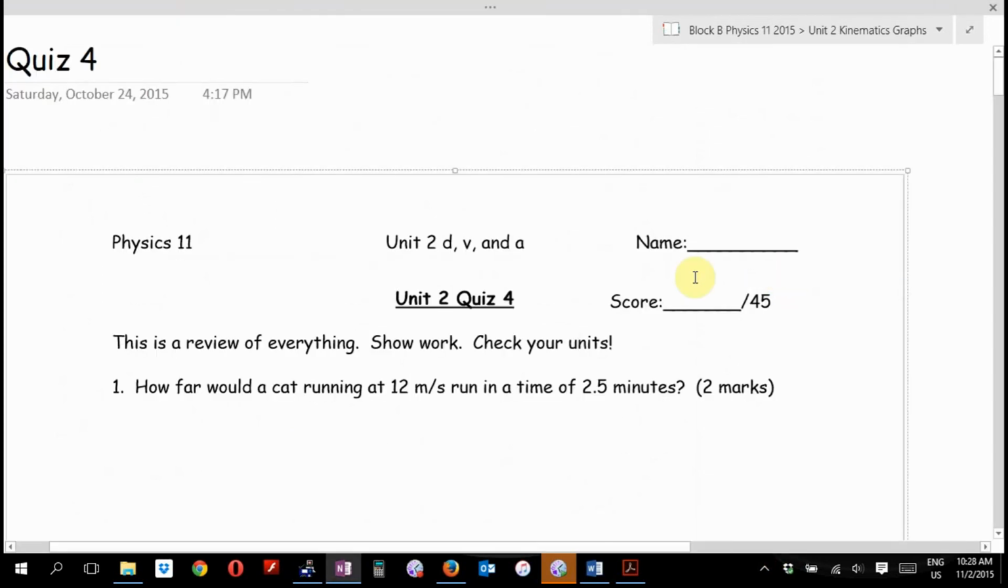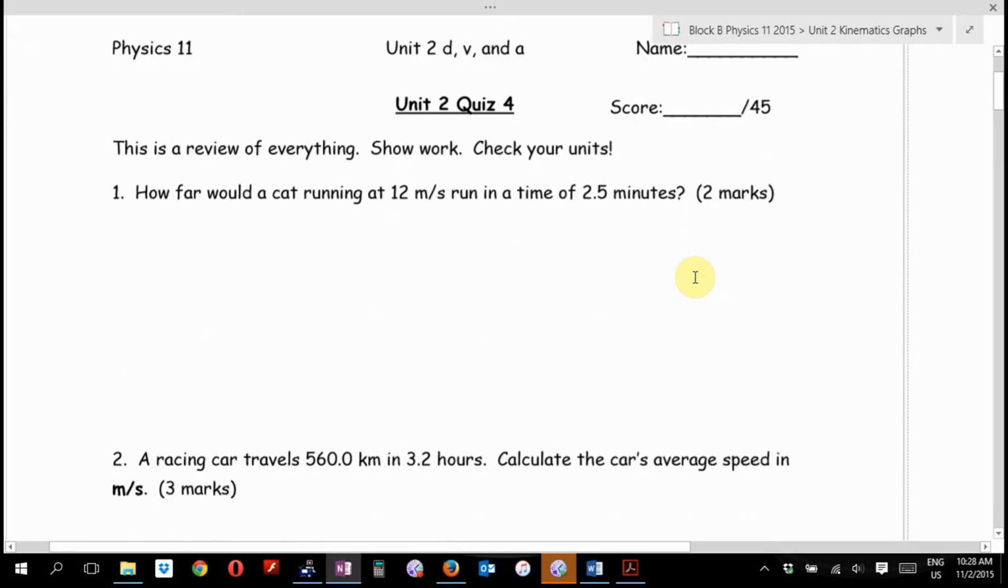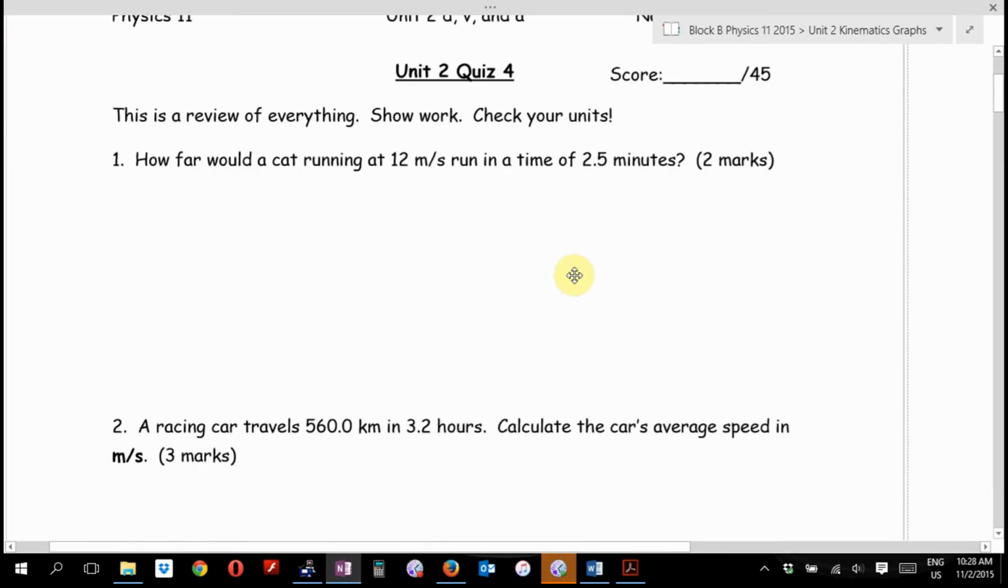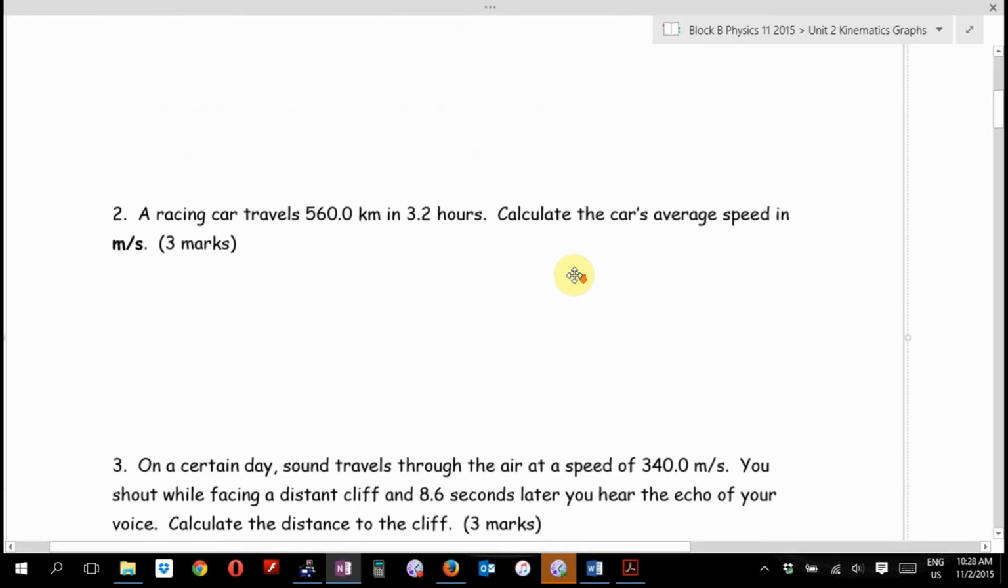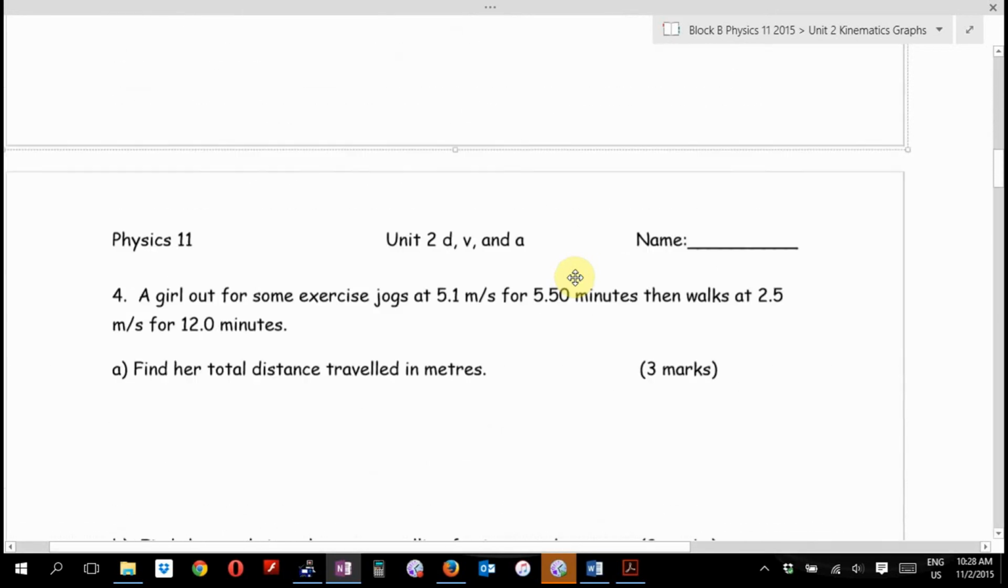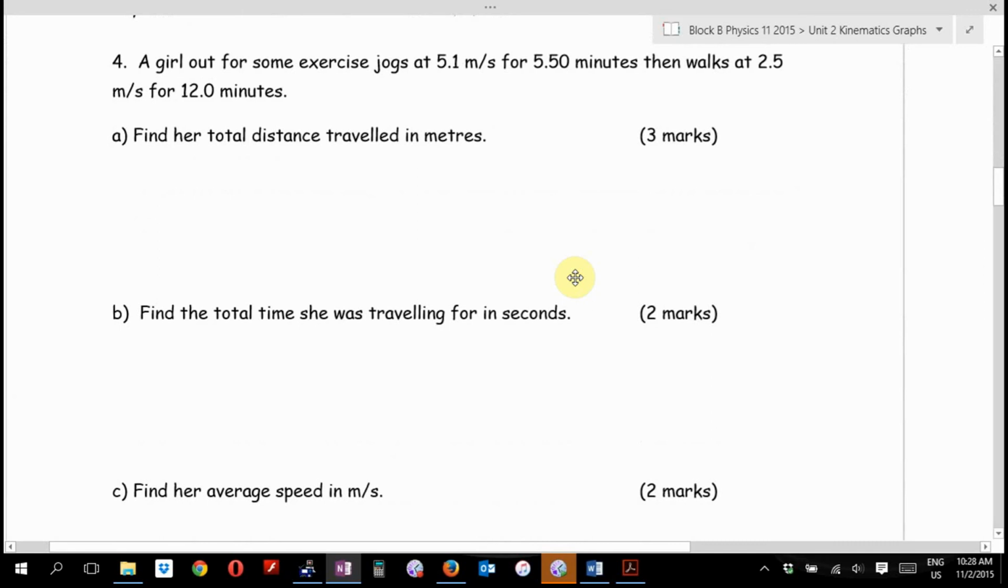Take a look at quiz 4, okay? 45 marks. Yeah, it's a mini test, actually. It's got a little bit of a review of everything. So you'll see there's some calculation questions where I'm asking you to find either distance or speed or time. Echo question. Hey, I like that question. Number 4 is a bit of a mini curveball. See if you can figure it out.